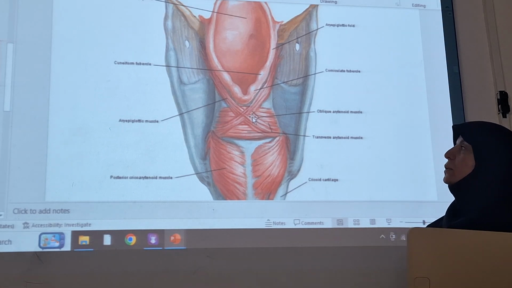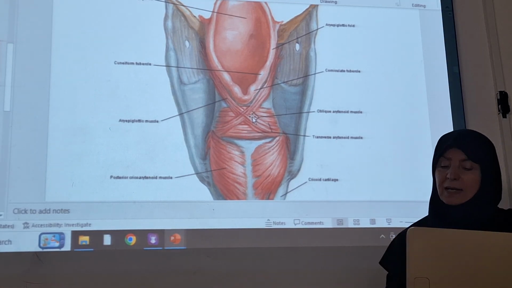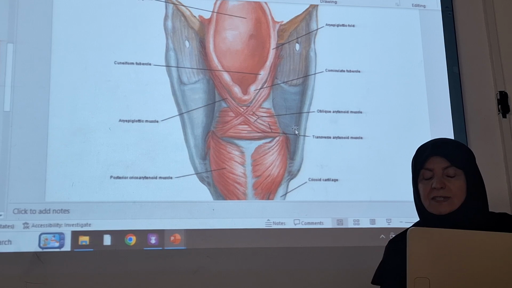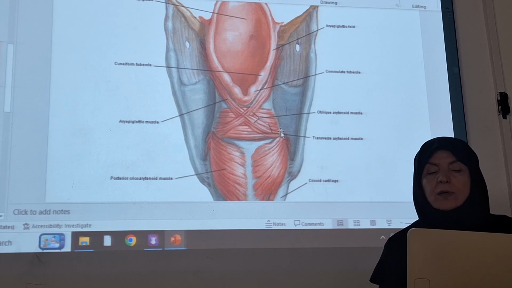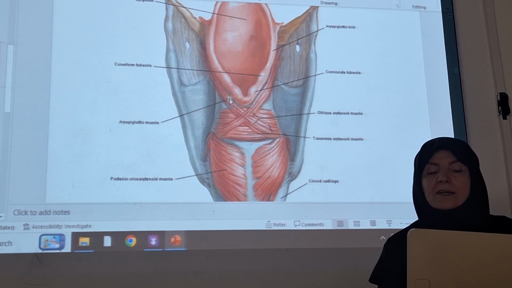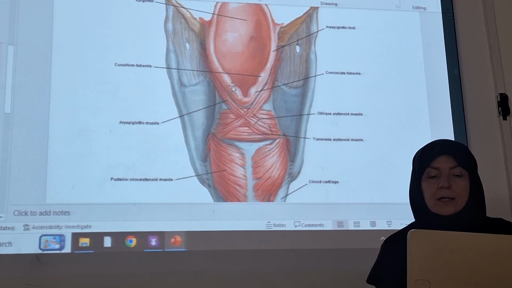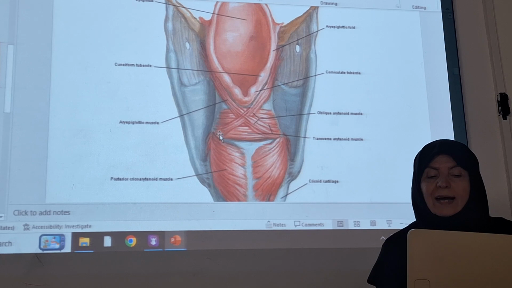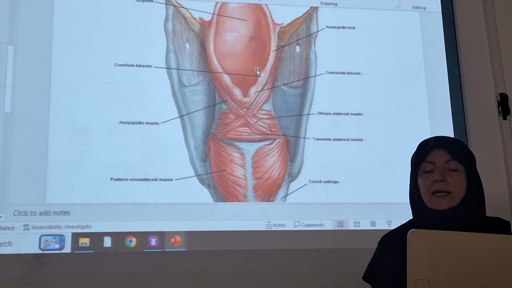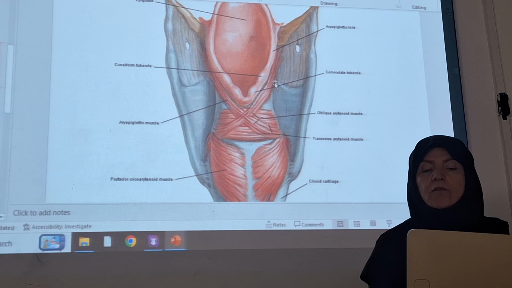If you notice the oblique arytenoid muscle, it is visible here. On one side, it attaches to the muscular process of the arytenoid cartilage, and on the other side, it continues into the aryepiglottic fold.